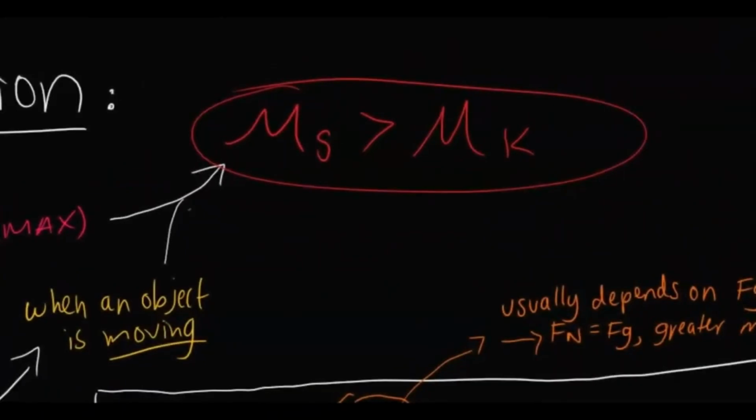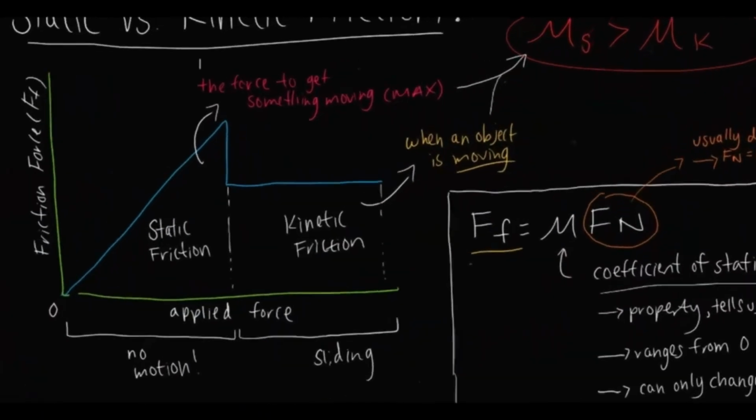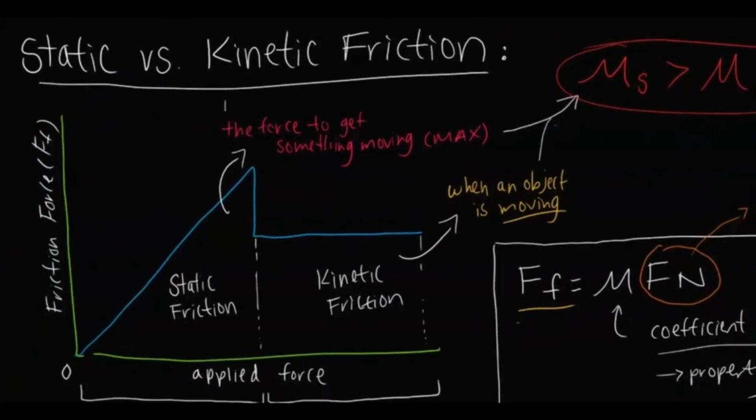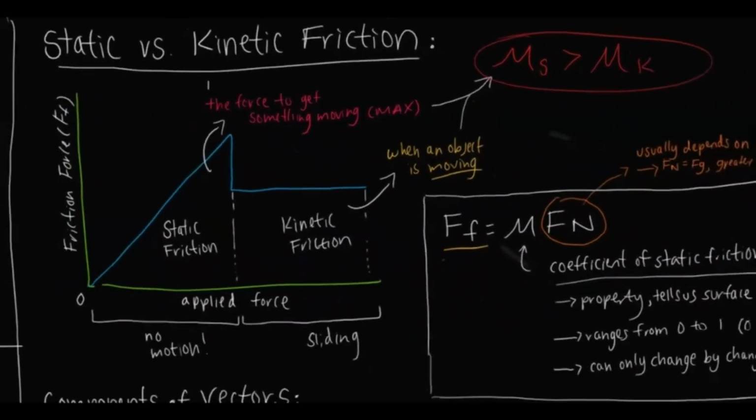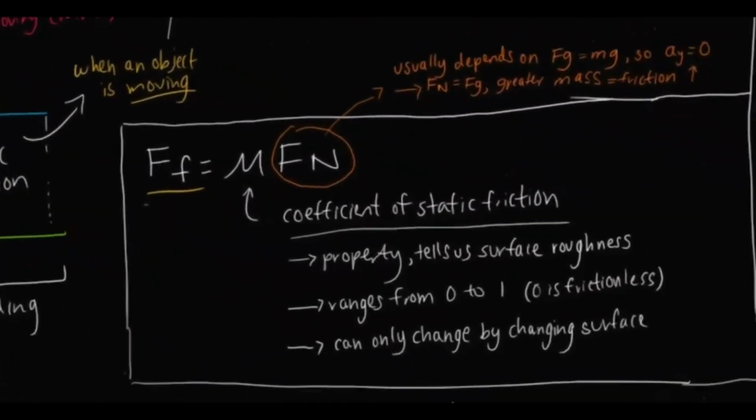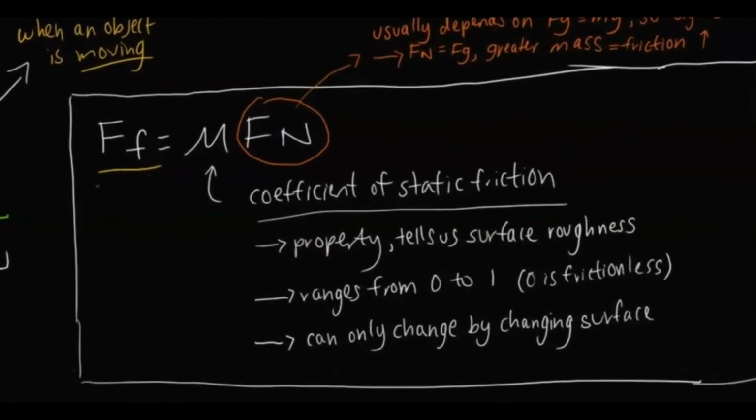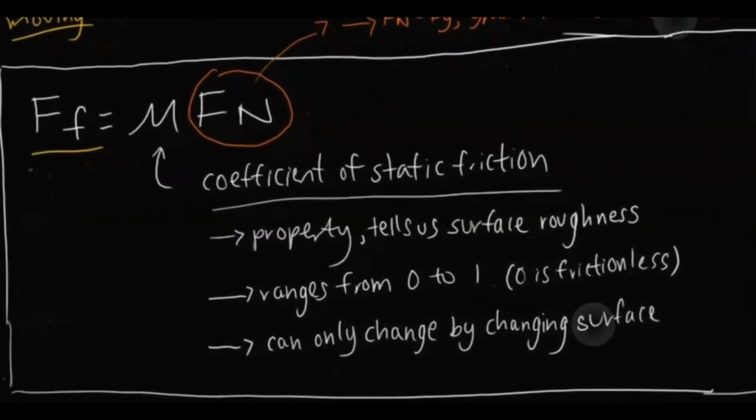So static friction will always be greater than kinetic friction because it takes more force to get something moving than to continuously have it move after the initial force. So another thing to note is that force of friction is equivalent to mu, which is the coefficient of static friction, but the equation is interchangeable with kinetic friction, and the problem will usually tell you which one it is, times force normal.